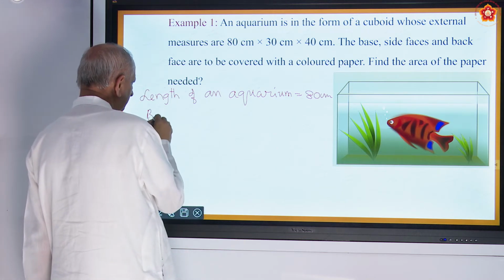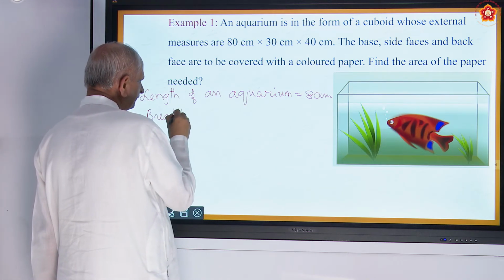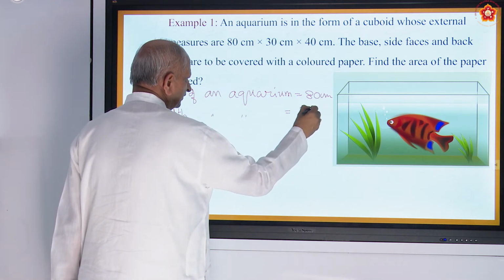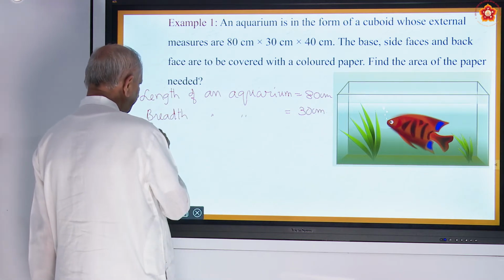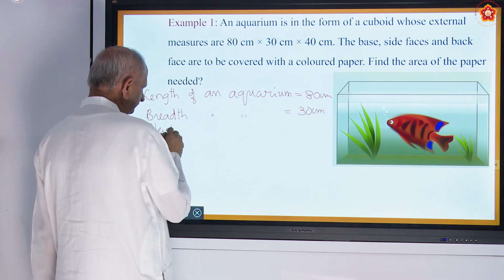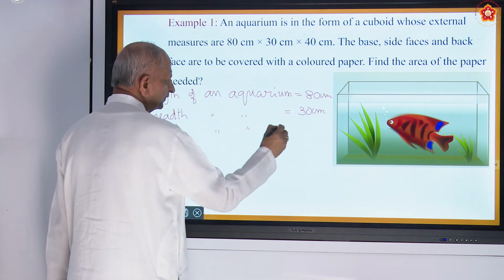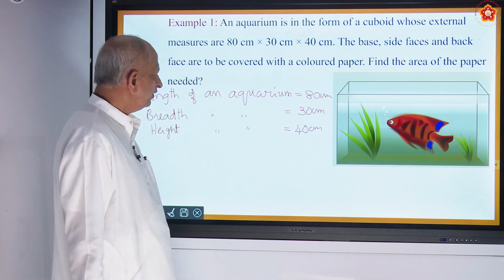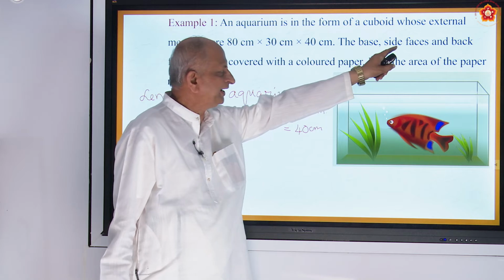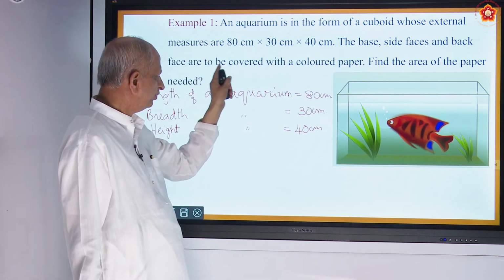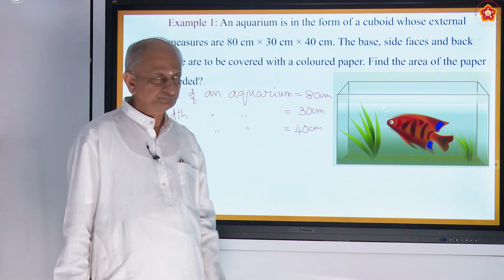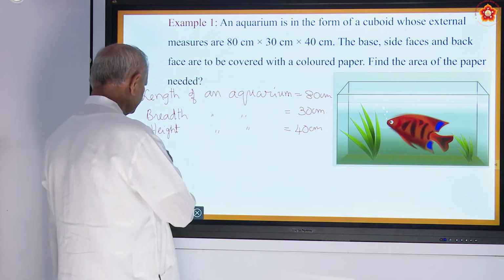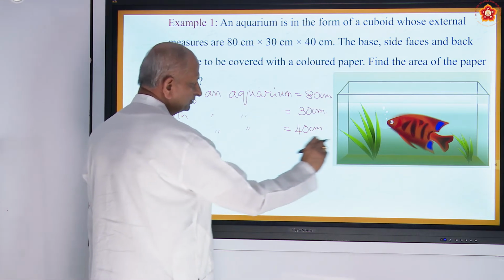And breadth of an aquarium is equal to 30 centimeters and height 40 centimeters. So for this aquarium, the base, side faces and back face are to be covered with a colored paper. So here base means, what is the shape of the base? That is rectangle, correct?